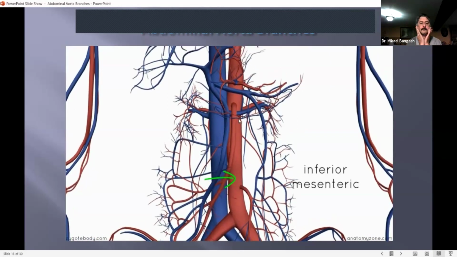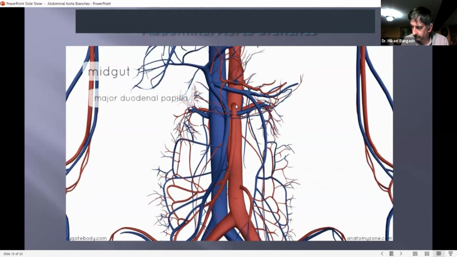First I'll talk a little bit about the relations of the superior mesenteric artery, and then I'll talk about the branches. The superior mesenteric artery supplies the midgut. The midgut is the section of the intestine which runs from just below the major duodenal papilla to two thirds of the way across the transverse colon.